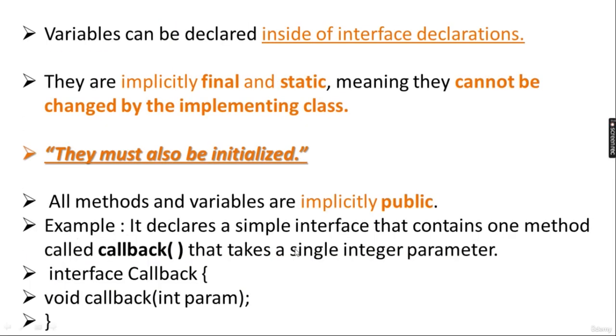Implementing, and what is the rule? All methods are implicitly public, and this is the example.